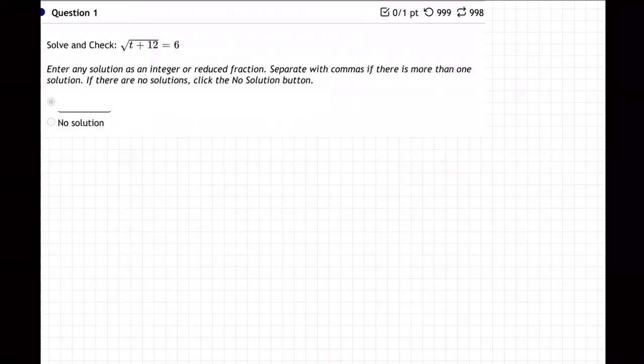Okay, we need to solve this equation. Let me bring it on down here for us. Square root of, I'm going to make it an x. Doesn't matter what letter you use, but I think like x's. All right, so we're supposed to solve this thing.